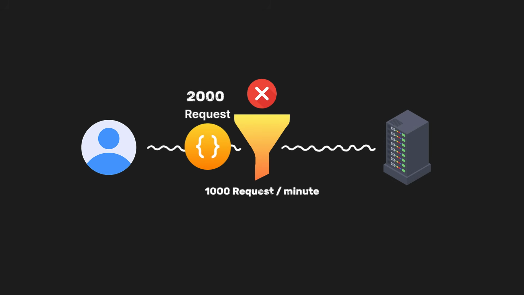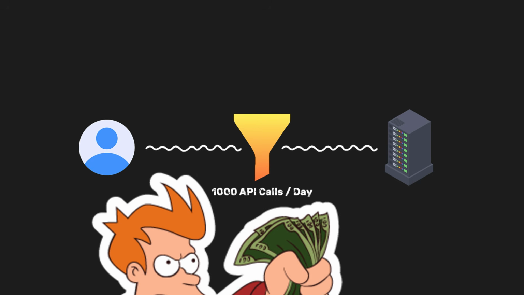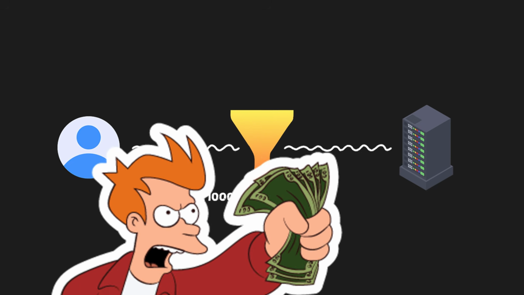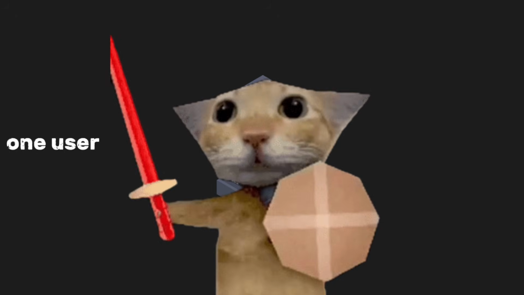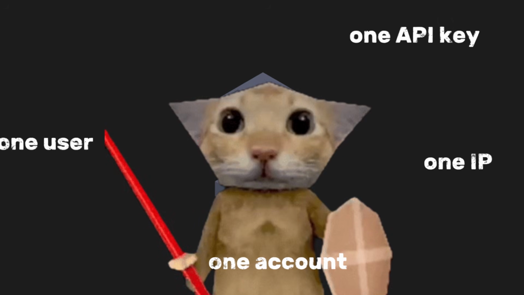Rate limiting is a rule that says you can only do this many requests in this amount of time. 100 requests per minute, 5 login attempts every 50 minutes, 1,000 API calls a day, and after that you start paying us because it turns out servers aren't free. That's the whole idea. You're protecting your system from getting overwhelmed by one user, one IP, one API key, one account going way too hard.